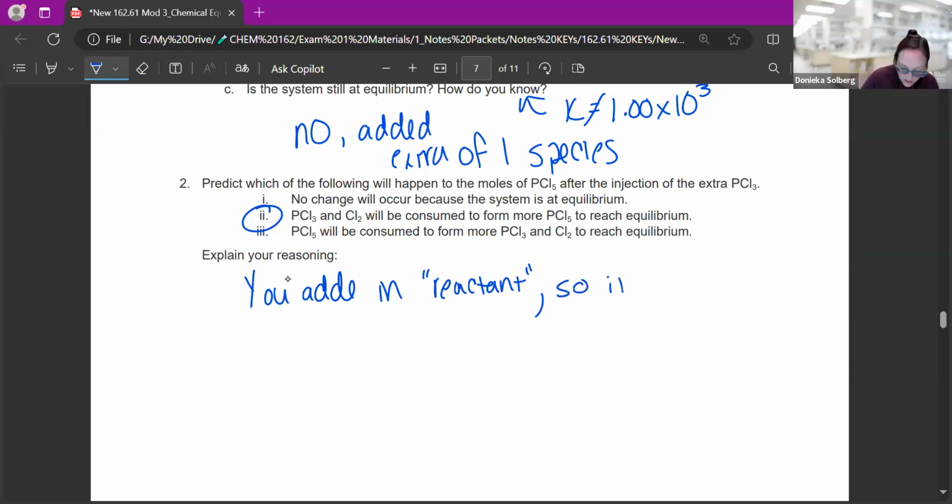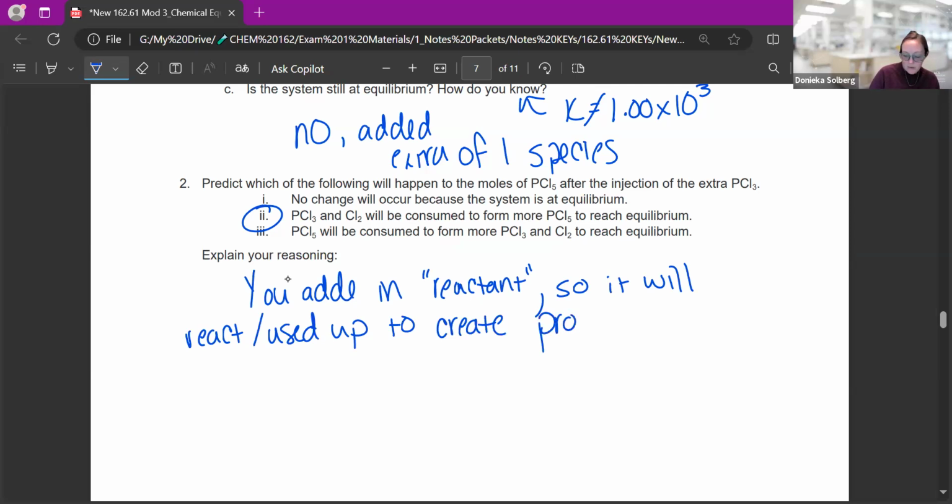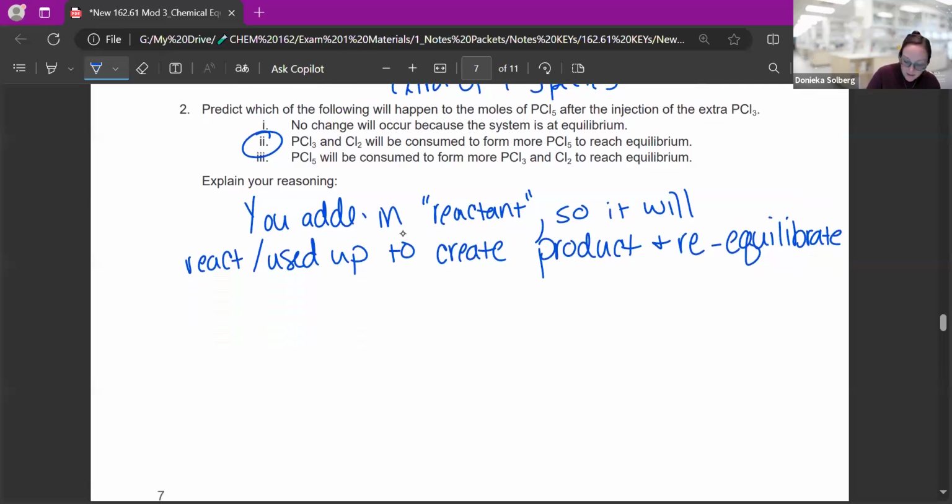So it will react or get used up to create product and re-equilibrate. Right? I got to get back to that value. Now, mathematically, I'm going to show you how it works out, and we can explain it mathematically. You don't have to do it both ways. I'm just kind of trying to give you a different perspective.